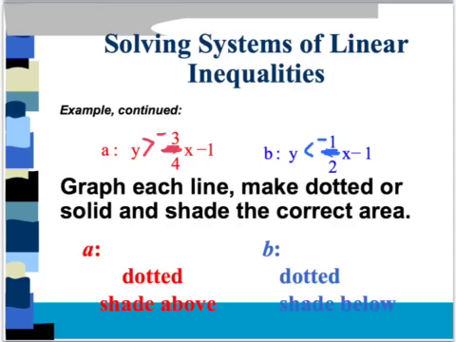For line B, we are less than. That means we are still dotted or dashed, because it's not equal to. And then we're going to shade below that line. So keep that in mind when we get down to our graph paper.